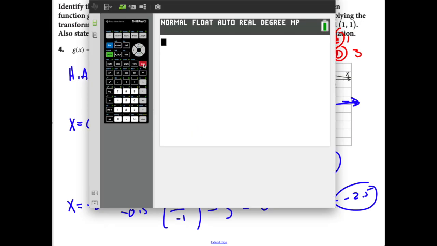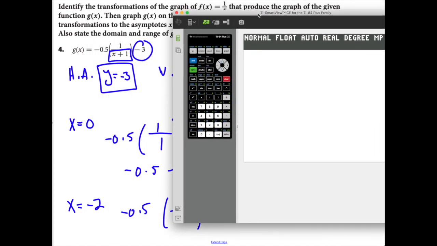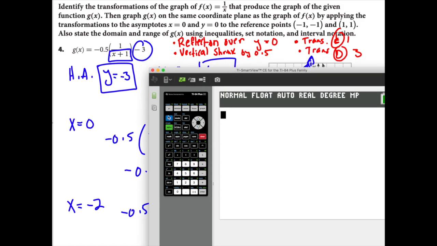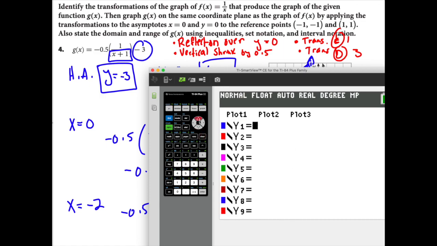Hey folks, so I thought I'd take a moment to show you how we would do this in our graphing calculator. I was very fortunate to regain access to mine. So what we would do is we would open up our graphing calculator. I just had this from a previous video I was doing, so I'll clear those out. Now let's type it in.